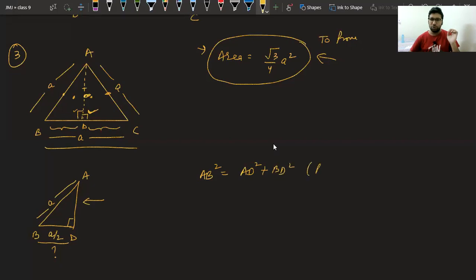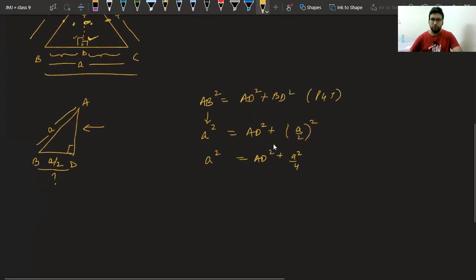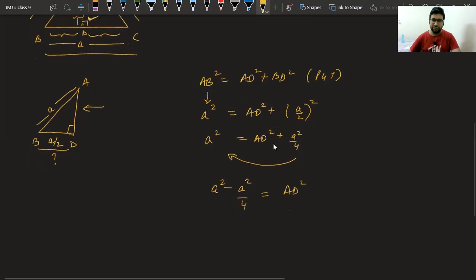That is Pythagoras theorem. If you put the value of AB, it is A square, AD is unknown to us, BD is known to us, A upon 2 whole square. Now A square will become AD square plus A square upon 4. When you bring this to this side, it becomes A square minus A square upon 4 equals AD square. You can also solve it alongside and try to prove the formula.